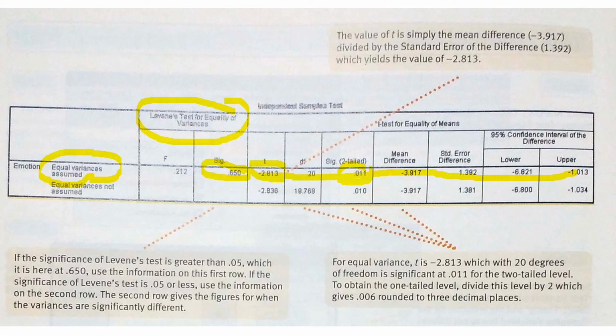But if you get a significant result for your Levene's test, then what you will see is the second row here. It means that the homogeneity assumption is not met. But you can see here in this example, both are showing a significant result, a significant difference between the two data sets. So in this case, it doesn't really matter.